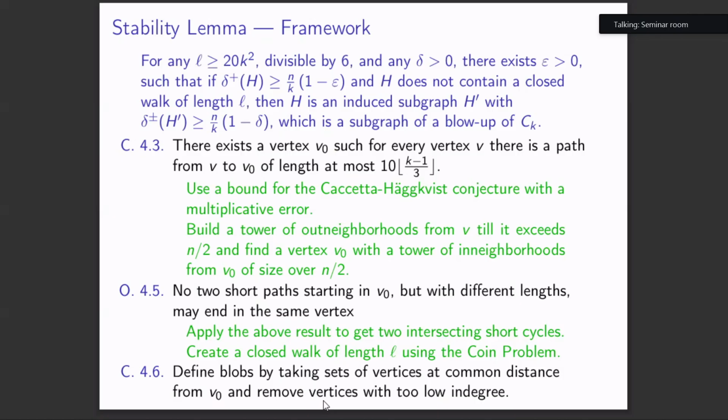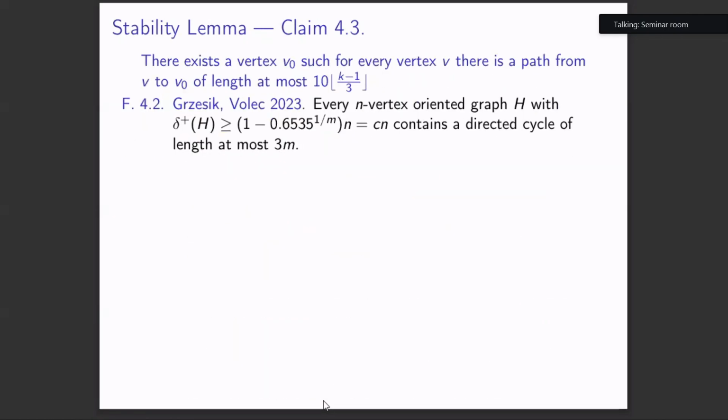So claim 4.3. We want to show that there exists a vertex which has a path from every other vertex which is relatively short. So we use a fact from Grzesik and Volec, such that every n-vertex graph with an outdegree of at least a constant times n contains a directed cycle of length at most 3m. This is some bound on the Caccetta-Häggkvist conjecture. To be honest, it is some bound. It's not the best bound, but it's not the worst. It's okay. We like it. It's enough for our problem. So it simply says that if an outdegree is too large, we have a pretty short directed cycle.